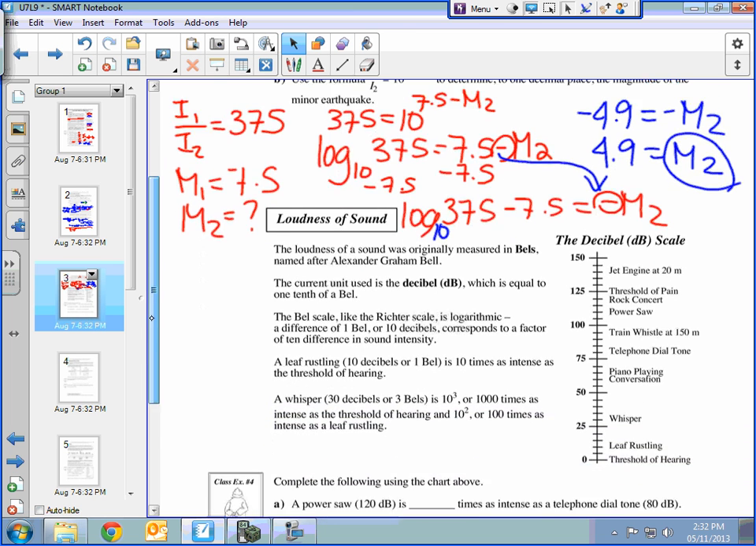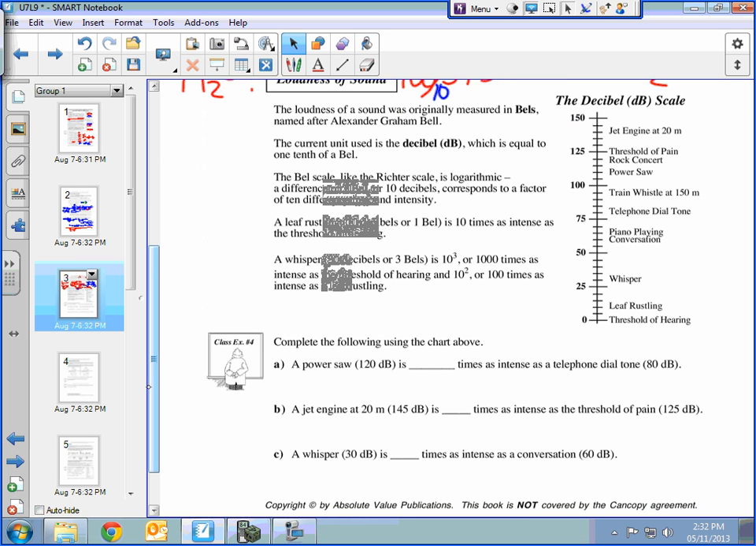Okay, so let's talk about loudness of sound. So you guys have probably heard of bells or Alexander Graham Bell. So the current unit used is called the decibel, equal to 1/10 of the bell. Okay. So the Bell scale, like the Richter scale, is logarithmic. So a difference of 1 bell or 10 decibels corresponds to a factor of 10 difference in sound intensity. So it's the same idea.